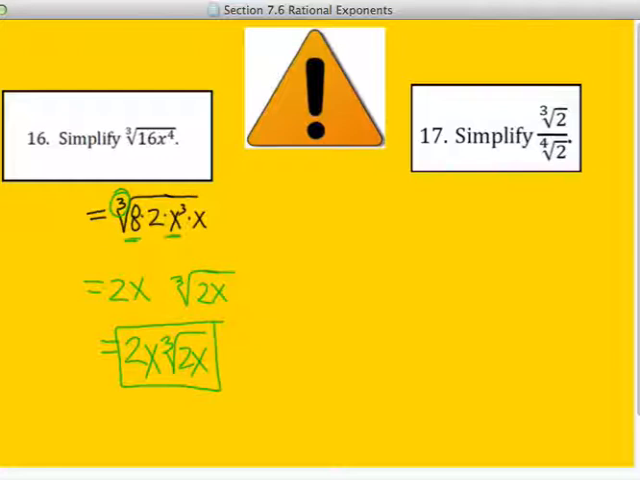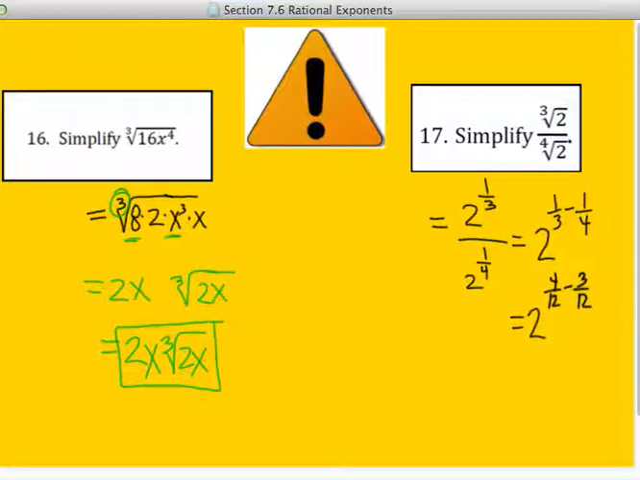17, we need to go ahead and simplify this one. I'm going to rewrite it. It's going to be 2 to the 1/3 over 2 to the 1/4. My base is the same. The base is 2, so I can do this. So I have 2 to the 1/3 minus 1/4. You can subtract the fractions on your calculator if you want. So I would do 4 over 12 minus 3 over 12. 4 minus 3 is 1, so it's 2 to the 1/12. Or you can write it as the 12th root of 2, whichever way you prefer to write it.